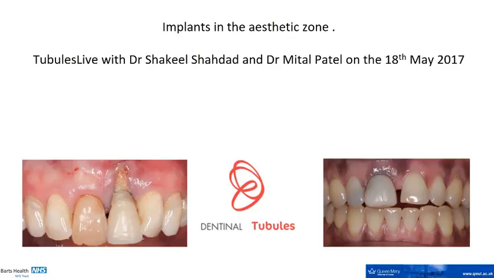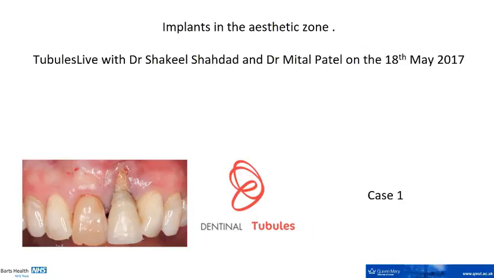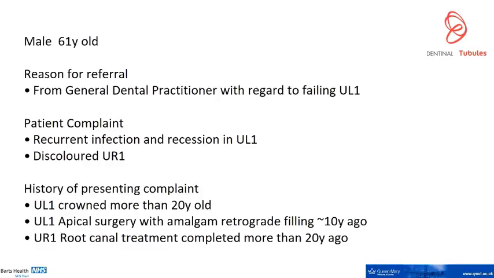Now, let's look at the cases that will feature in this live stream. The first case is about an upper left central incisor, a 61-year-old male patient who was referred from the general dental practitioner with regard to the failing upper left central incisor. The patient complaint was about a recurrent infection and recession related to this upper left central incisor and discoloration around the upper right central incisor.